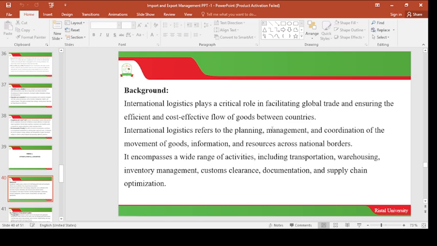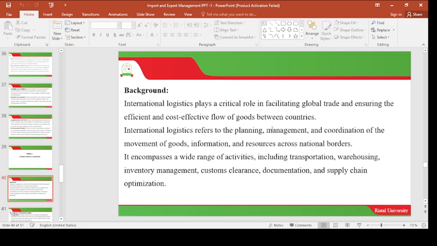International logistics plays a crucial role in facilitating global trade and ensuring the efficient and cost-effective flow of goods between countries. International logistics refers to the planning, management, and coordination of the movement of goods, information, and resources across national borders. In import and export management, you need to import goods from other countries. Then you will engage in moving these goods across the borders of the countries you're bringing the goods from. That physical movement of goods is international logistics.